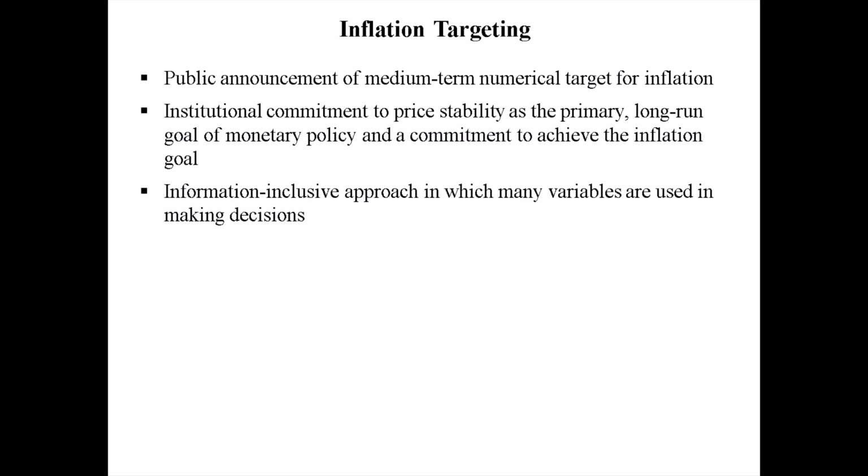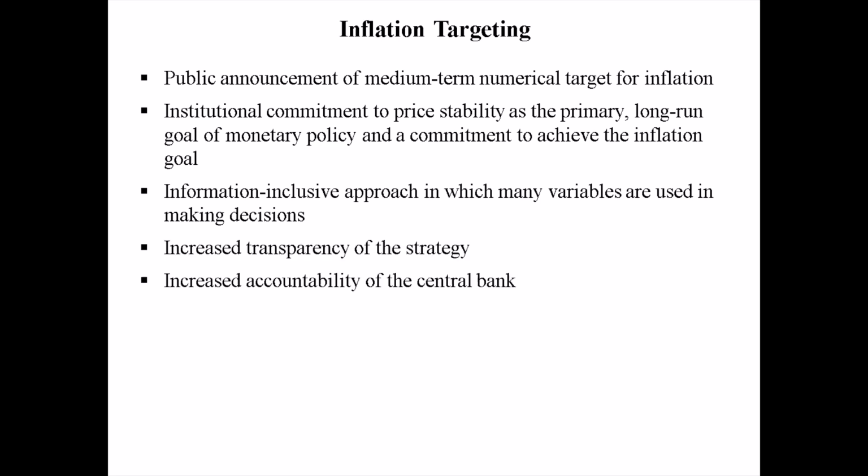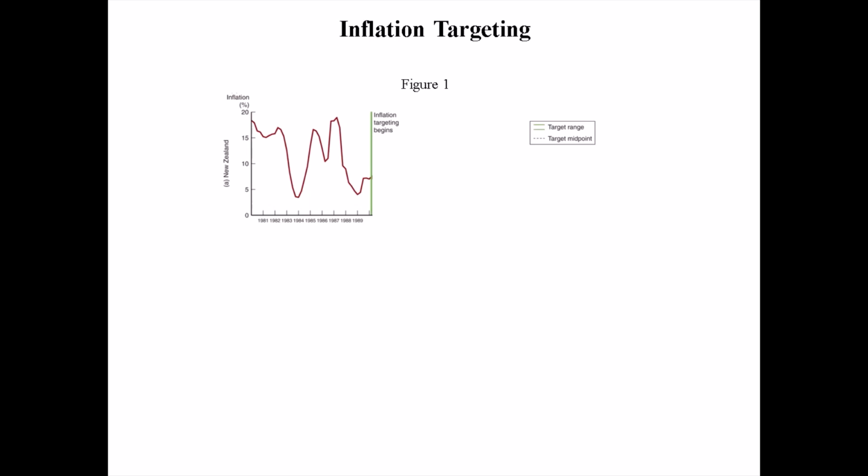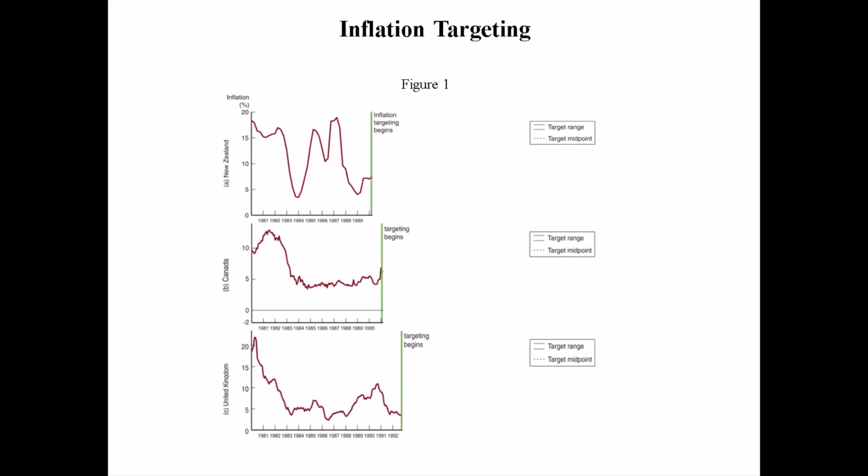Inflation targeting is where the Fed or a central bank primarily focuses on the rise in the price level. It targets inflation. It is less concerned with unemployment and GDP. Here are some examples of inflation targeting when it began in New Zealand, Canada, and the United Kingdom.